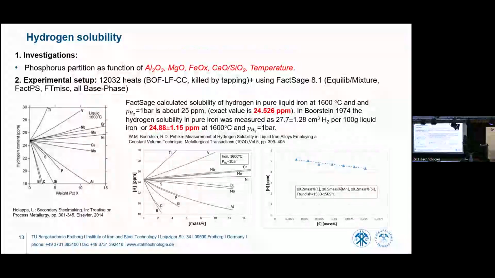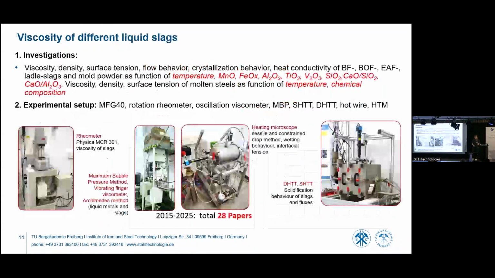Now we are analyzing industrial heats. We now have 12,000 industrial heats for hydrogen measurement. And these are first results, independent of sulfur, and you see the hydrogen solubility decreases with sulfur in the steel melt. I think I have a lot of examples, or do I have time or not? Oh, okay, good. The next is about thermophysical properties.